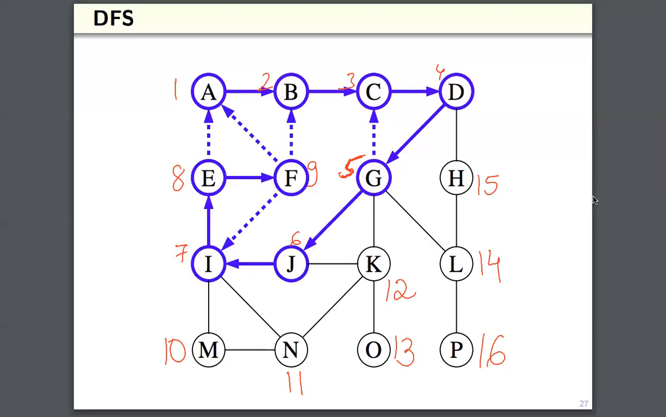G, J, I, E, F, and we have shown some edges where we cannot go because the node is already visited, right? And then from I to M, N, K, O, we reached a dead end, right? Then we backtrack to K, N, M, I, J, G. From G, we go to L, H. We cannot go further. Go back to L and then go to P. Is this correct? That's your DFS.